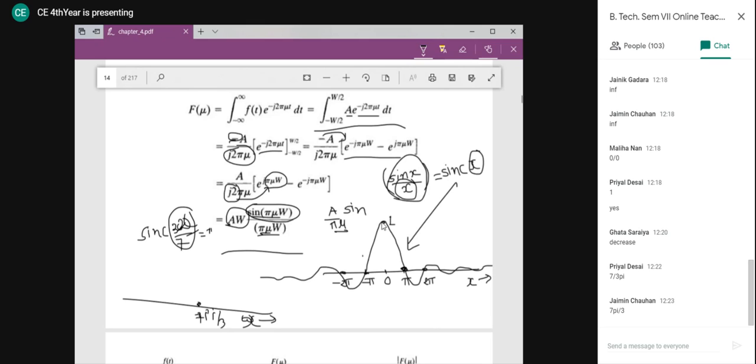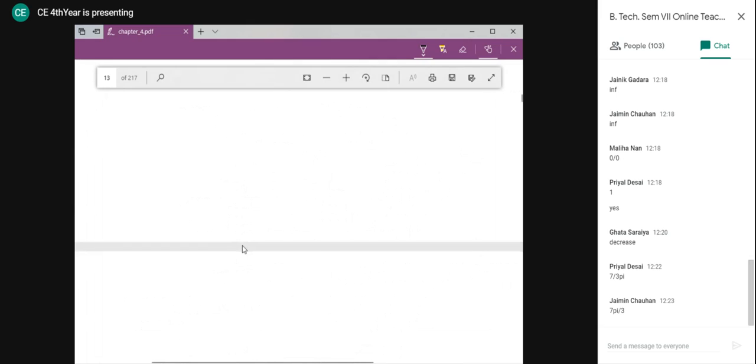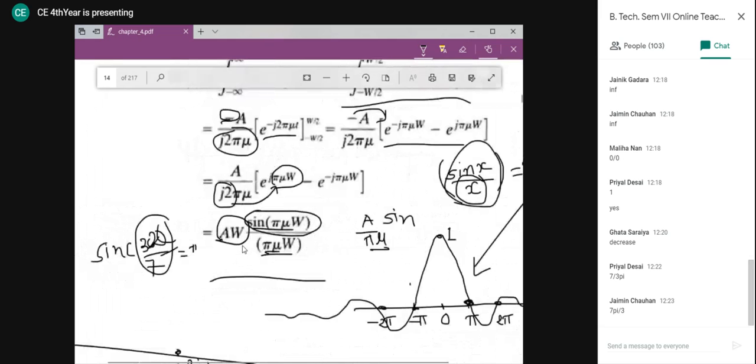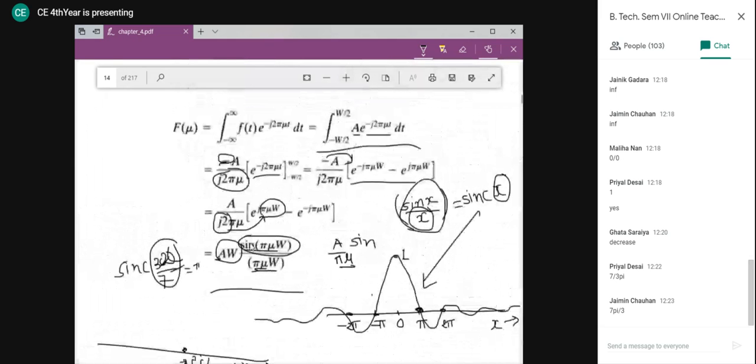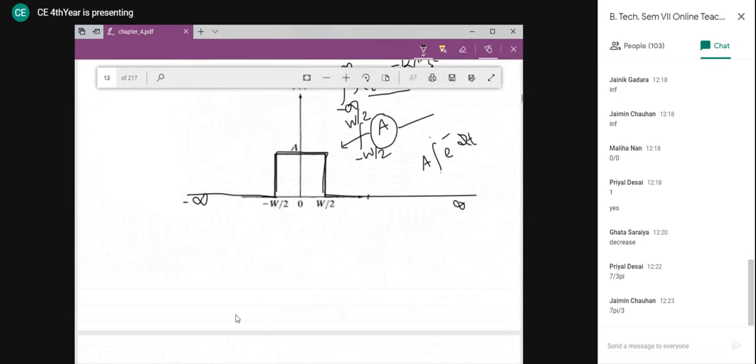Now my question is, what is the significance of this result? What is the Fourier transform of this curve? The significance of this result is important to understand. So what was the curve? The curve was like this in time domain, right?